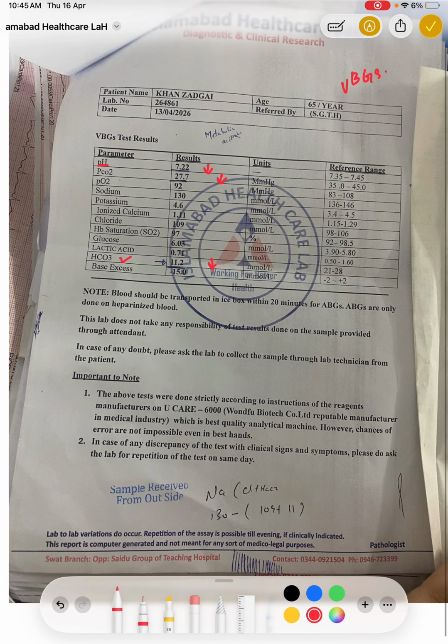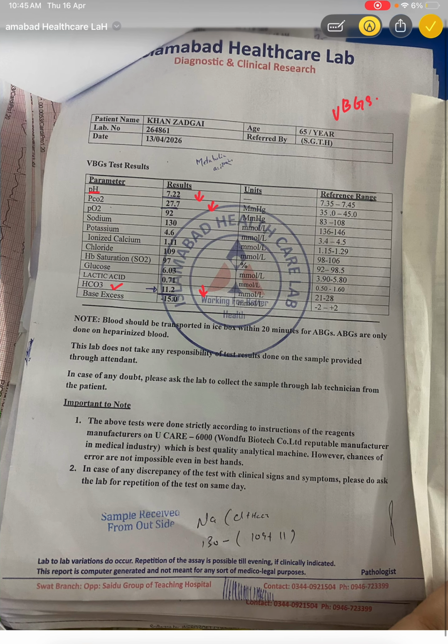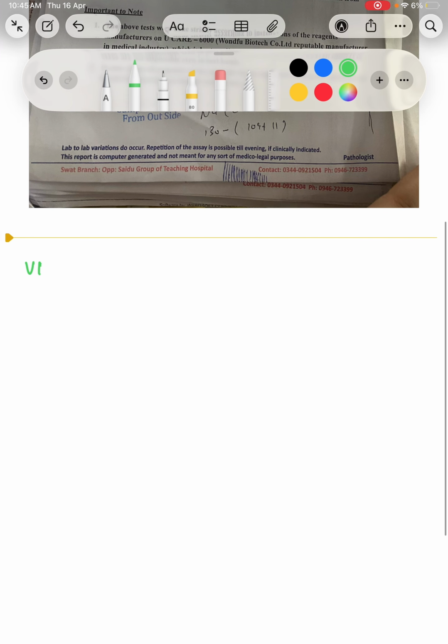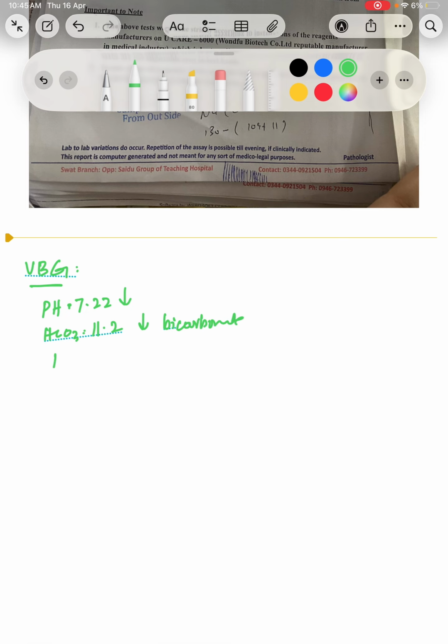Okay, so coming toward our topic, venous blood gases. Okay, the pH here is 7.22, which is decreased. HCO3 is 11.2, which is decreased bicarbonate, and the partial pressure of CO2 is also decreased, which is 27.7, which shows low CO2. Okay, whenever the pH is less, it shows acidosis, so this is acidic.